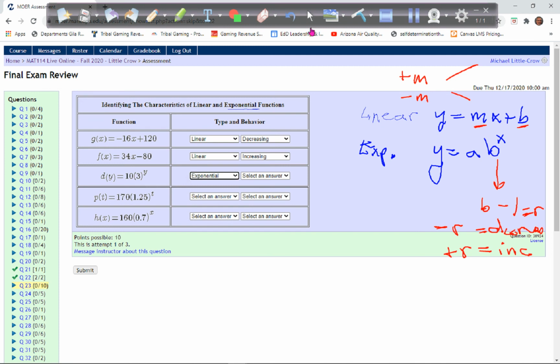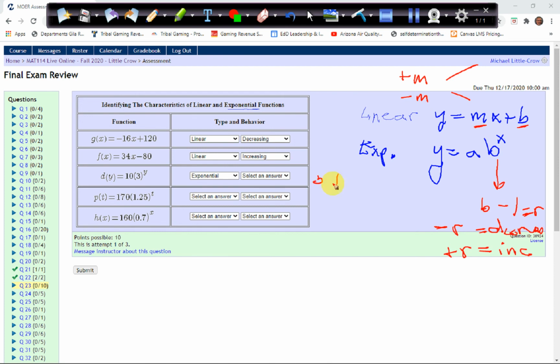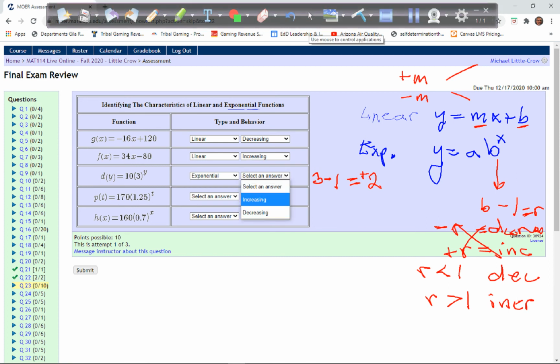And the b is 3, so when we take the base, 3, minus 1, we get 2, which is positive, so that's an increase. I should say, what we're looking for is whether b is less than 1 or 100%, which is a decrease, and when b is greater than 1, we have an increase. I just had to do the subtraction one time to figure it out myself. Okay, so it's exponential, and it's increasing. 1.25. Actually, I was right the first time. Okay, we'll start this one.